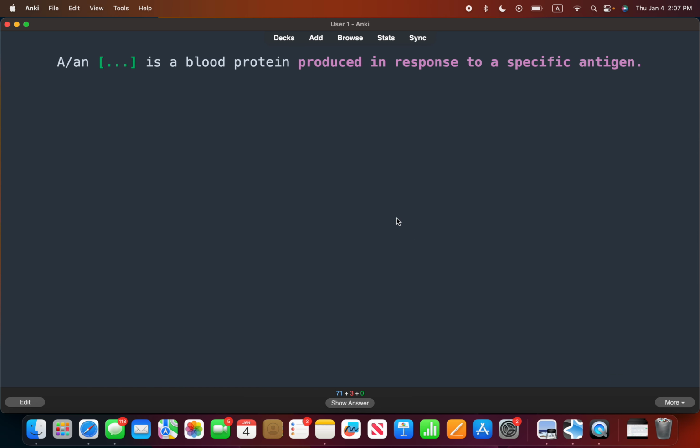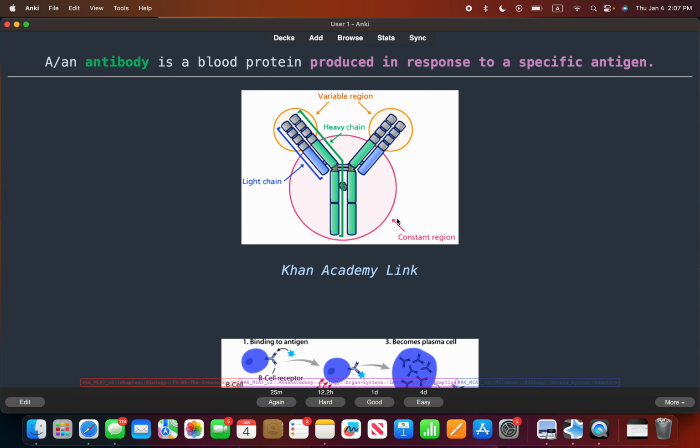What is a blood protein produced in response to a specific antigen? So a blood protein produced in response to a specific antigen is antibody. So antibodies, we know that they are in the blood, so they are a blood protein, and they are produced in response to a specific antigen. Whenever you are saying specific, and you're also dealing with antigens, it means that it is antibodies; they are specific to the antigens that they represent and they attack.